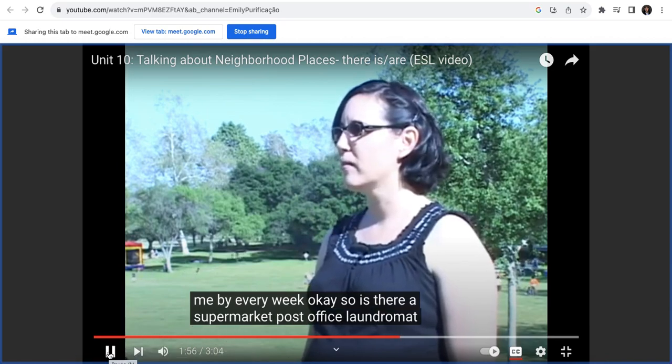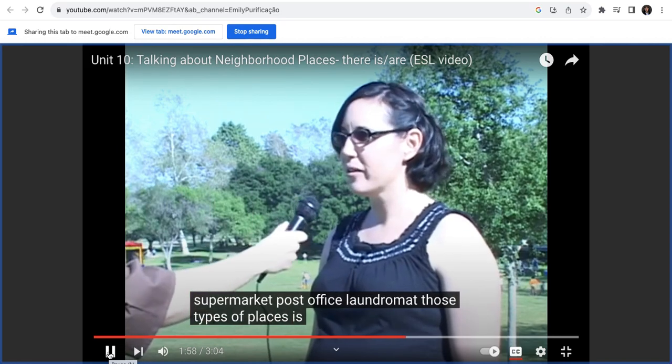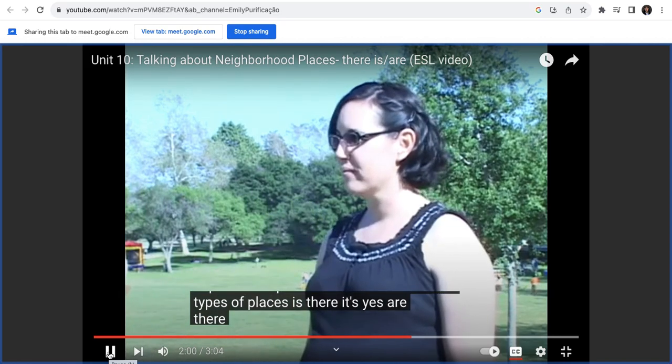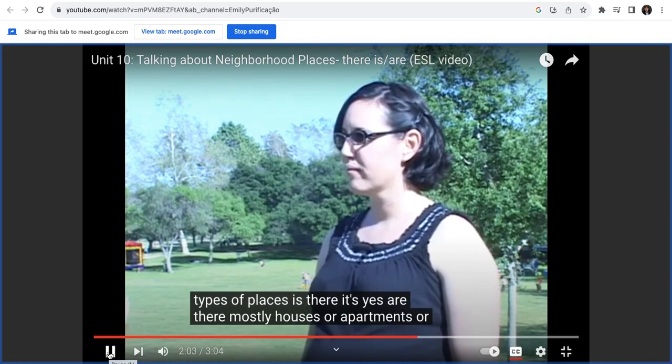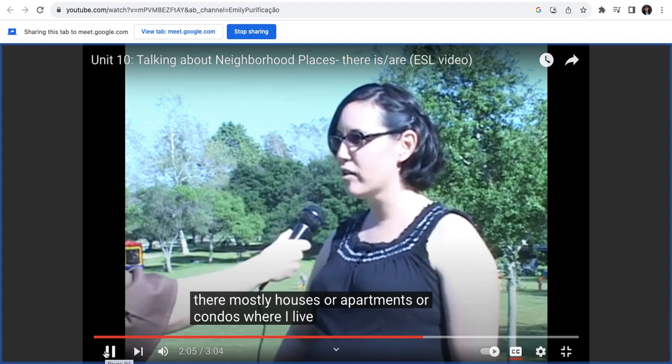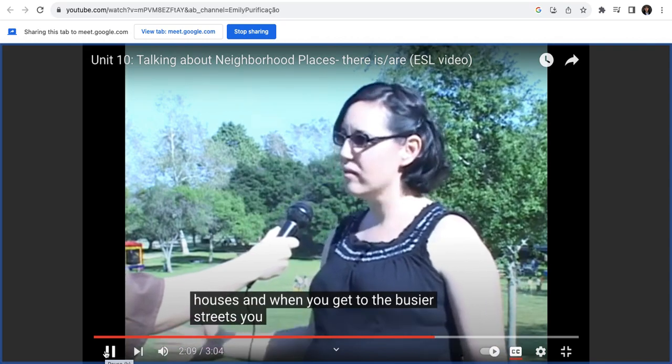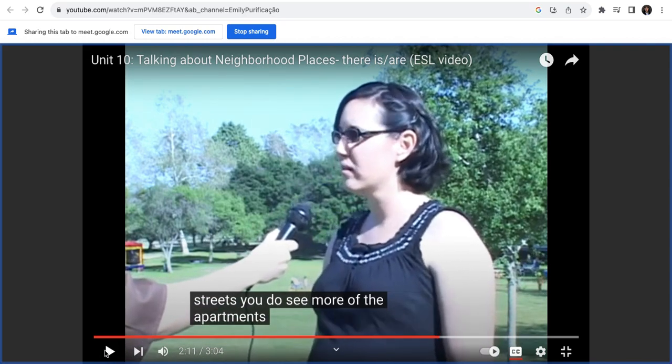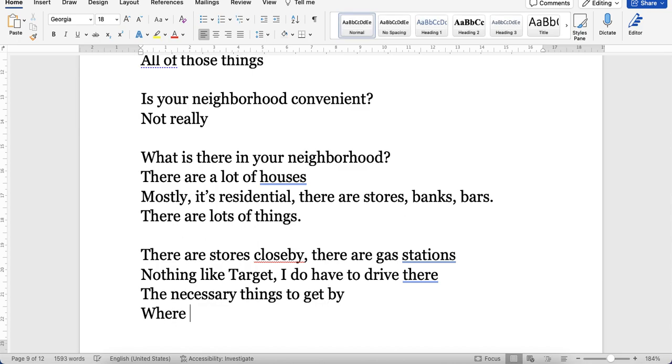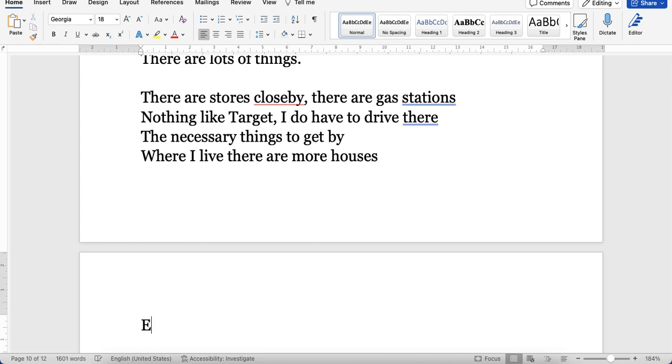Supermarket, post office, laundromat, those types of places. Yes, there is, yes. Are there mostly houses or apartments or condos? Where I live, there's mostly houses. And when you get to the busier streets, you do see more of the apartments. Okay? Good.